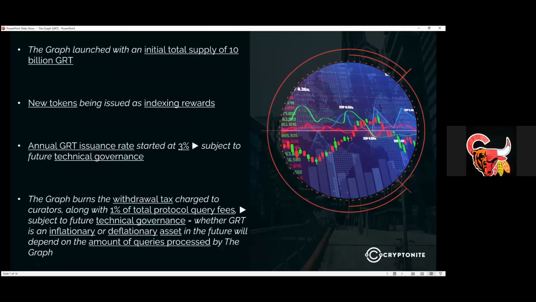The initial total supply is 10 billion GRT, but new tokens are being issued as indexing rewards. So they basically have an annual issuance rate, like an inflation rate of about 3%. Now, this is subject to future technical governance. They may want to readjust depending on the usage, but that's currently their inflation rate. And in that, they also burn some withdrawal tax rate of about 1%.